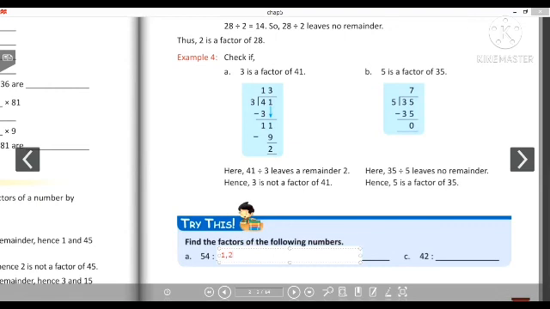1, 2, 3, 4 will not be there, 6, 9 and 18, 27 and 54. So in a similar way you have to find out the factors of 26. So they will be 1, 2, 13 and 26.